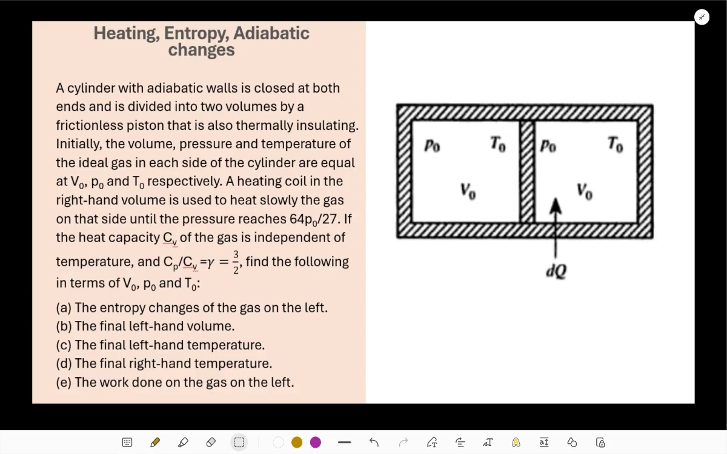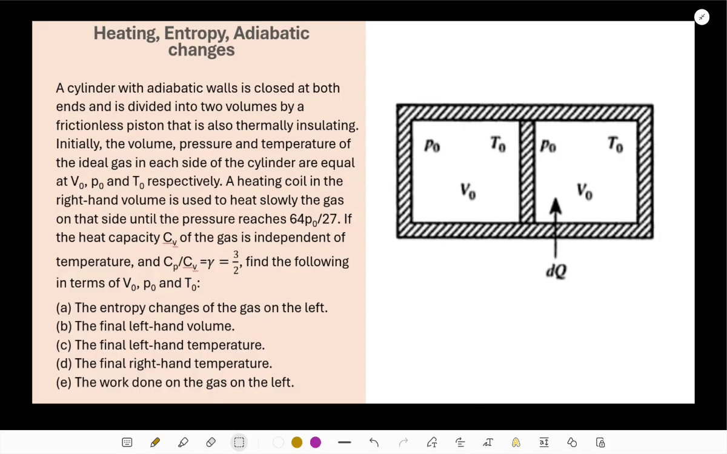If the specific heat capacity at constant volume, we call it Cv, of the gas is independent of temperature, it must be, because these are very much sensitive things to change in temperature. So this is good information and we are going to use it. And Cp by Cv, which is equal to the adiabatic exponent gamma, is equal to 3 by 2. Find the following in terms of V0, P0 and T0.